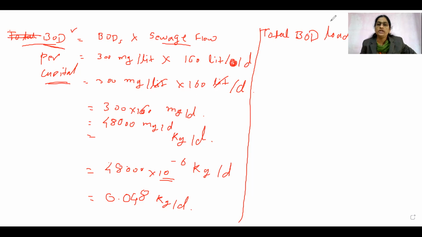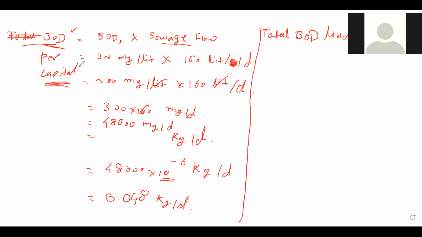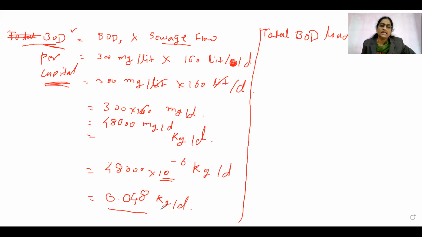Okay, but total BOD means it is per head. Because here it is written capita, we can remove it from here. And if it is not written here, simply you can write down total BOD in kg per day. So this 0.048 kg per day is the BOD per capita. But what is the population? We need to find out the total BOD of that particular city or town or village, and for that purpose, we need to apply the population. I think population is given to you in the example as 8,000.